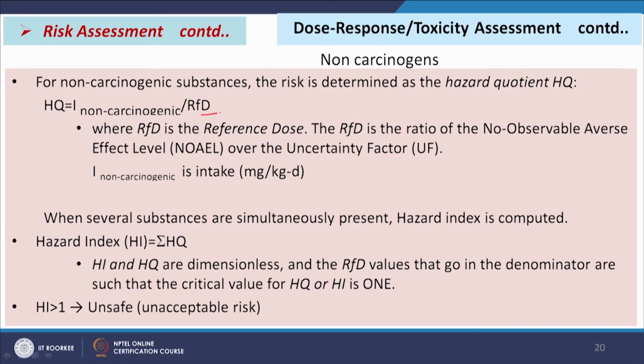And then for non carcinogens, the risk is determined as the hazard quotient. So, one is hazard quotient, another is hazard index. What is hazard quotient? Hazard quotient is I non carcinogenic divided by RFD. What is this I non carcinogenic? It is intake. So, intake divided by RFD. Okay. The RFD is the ratio of the no observable adverse effect level over the uncertainty factor.